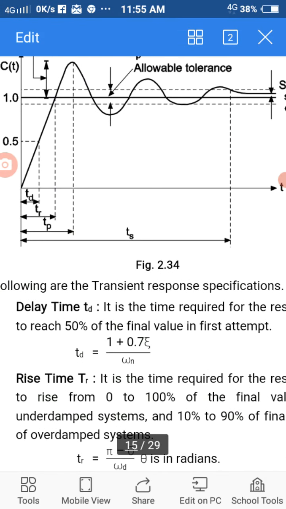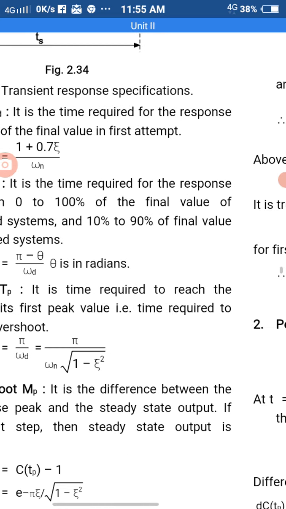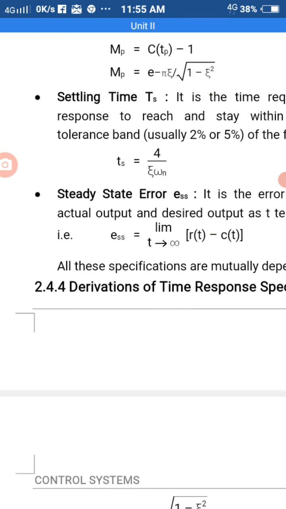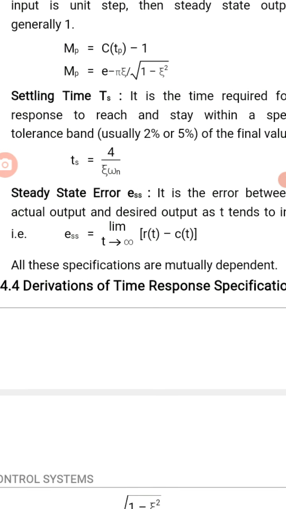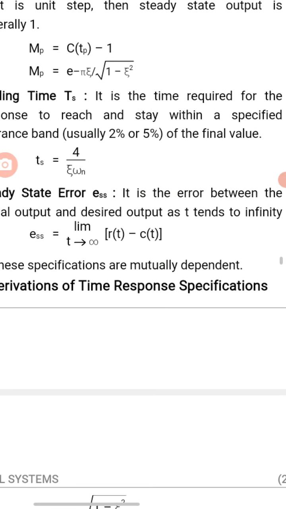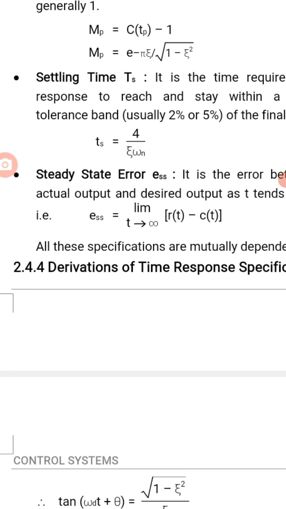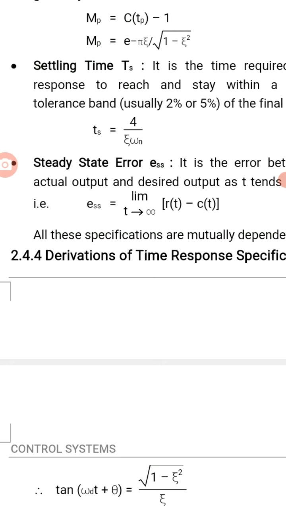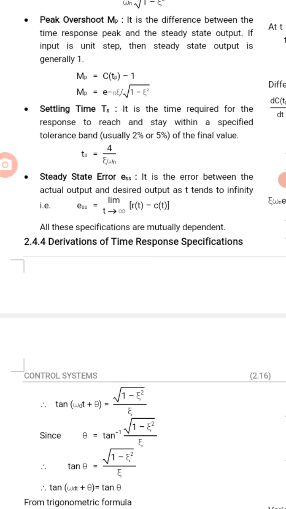Steady state error, ess, is given in the figure. Its definition is the error between the actual output and the desired output as t tends to infinity. So ess = limit as t tends to infinity of r(t) minus c(t). All these specifications are mutually dependent. We will see the next part in the next lecture. Thank you very much.